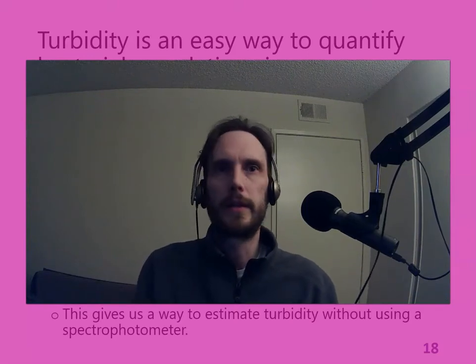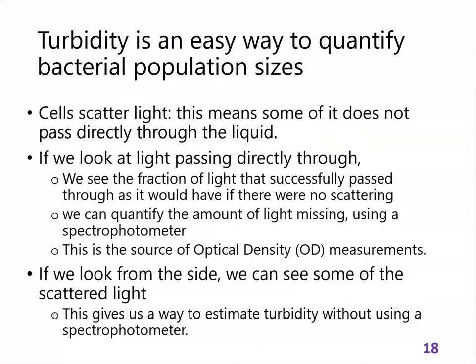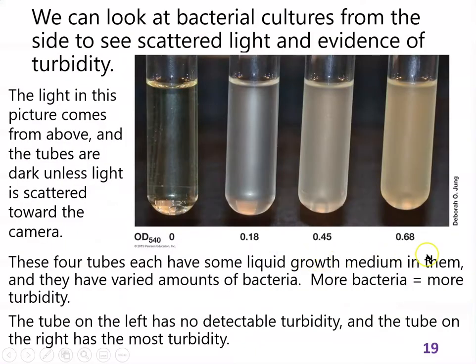And that is what I'm showing on the next slide. These are test tubes with different amounts of bacteria, and they're illuminated probably either from the side or from above. I don't know where the light is coming from, but it's definitely not directly pointed at you. And so these are glowing because part of the light is scattered towards you.